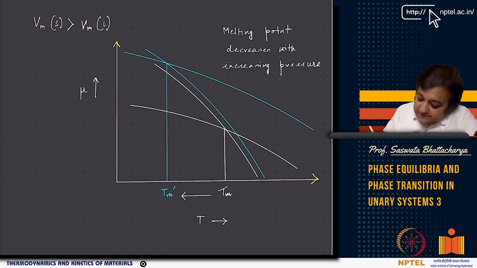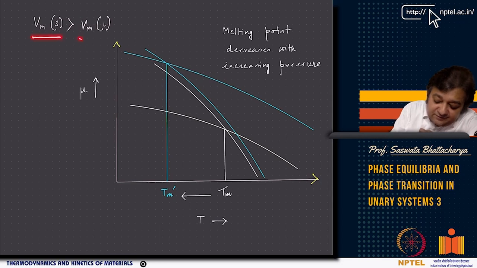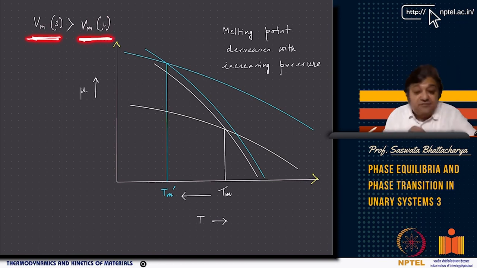On the other hand, so this is the point. If you look at this, this is the molar volume of solid and this is the molar volume of liquid. Now, I am thinking of the molar volume of solid to be greater than that of liquid. Think of one common example where the molar volume of solid can be greater than the molar volume of liquid. If the molar volume of solid is greater than that of liquid, what does it mean for density?